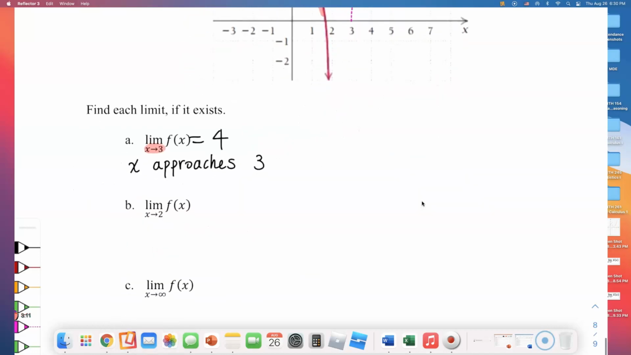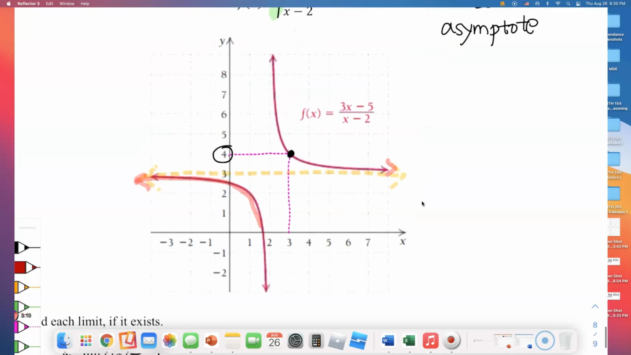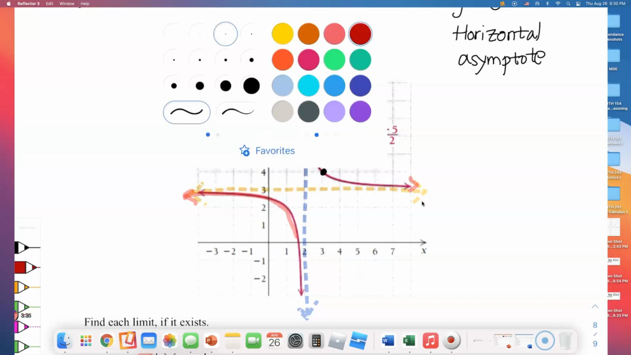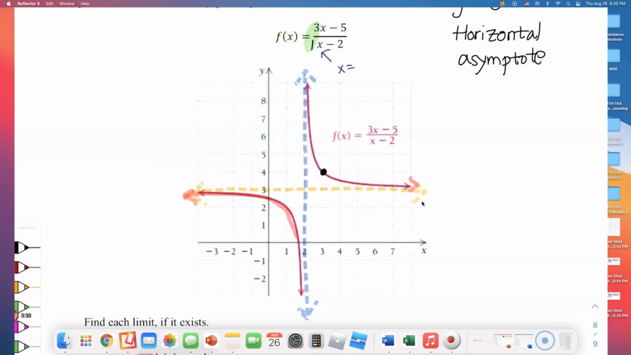Oh, here it is. Limit of f of x as x approaches 2. Now let's take a look, because 2 is where something funny is happening. 2 is where we have the vertical asymptote. Let me sketch the vertical asymptote with a dotted line. This function is too scared to go to 2. Why? Because when x is 2, the bottom of the fraction will be 2 minus 2, 0, and you can't divide by 0 in math. So that's why we have a vertical asymptote at x equals 2.